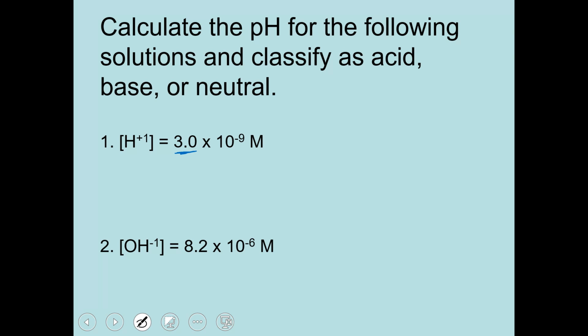So this says calculate the pH. So we know that the pH is equal to the negative log of the hydrogen ion concentration. So it's equal to the negative log of 3.0 times 10 to the negative 9. So you want to punch that into your calculator. When I do that, I got a value of 8.52.